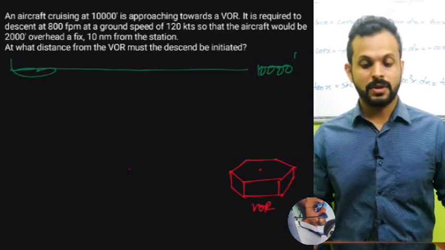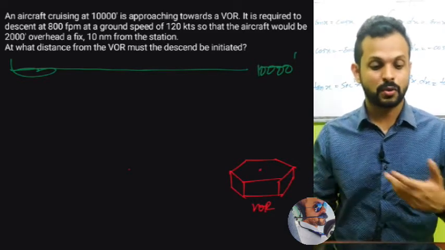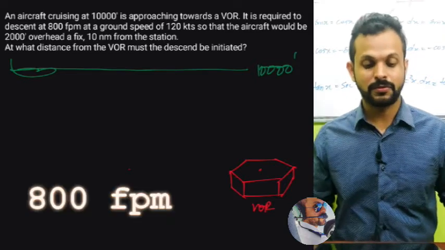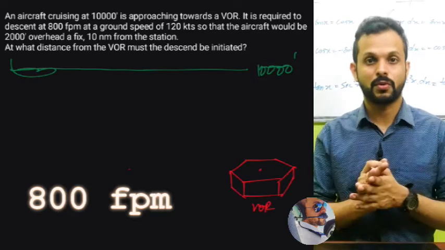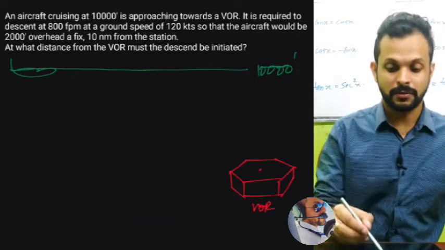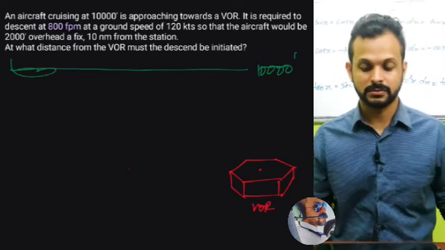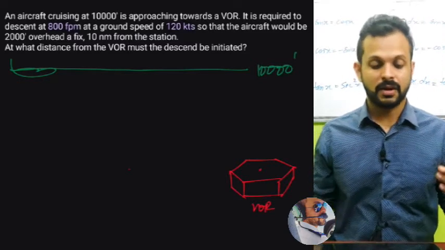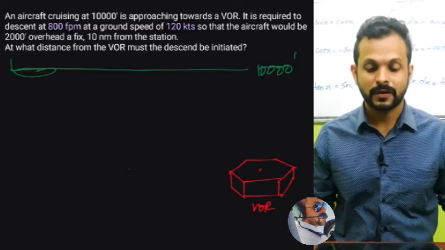Perfect. Now you're approaching a VOR, which means you're tracking towards the VOR. It is required to descend at a ground speed of 120 knots. So you are required to descend at a particular feet per minute. That's given as 800 feet per minute, which is here. All right, so that the aircraft would be 2,000 feet overhead a fix 10 nautical miles from the station.